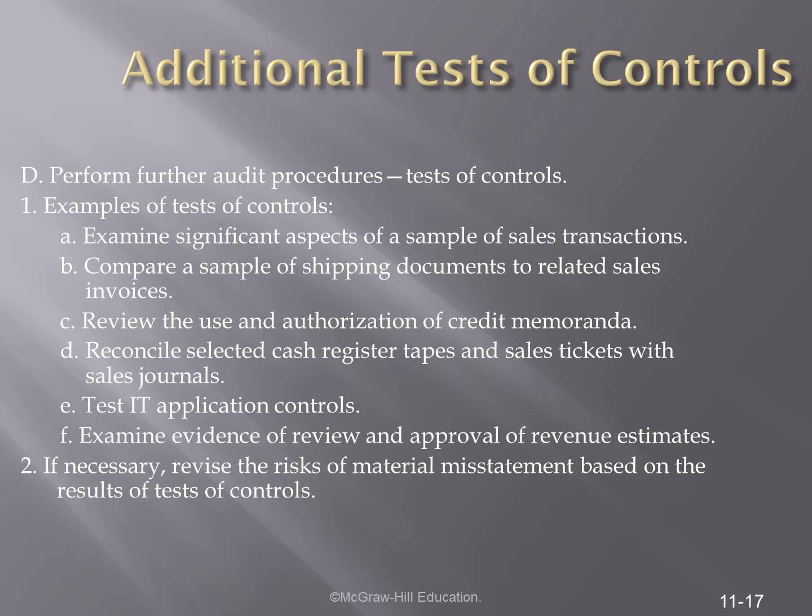Let's talk about specific tests of controls that need to be a part of our audit. We need to examine several aspects of sales transactions, such as comparing a sample of shipping documents related to sales invoices, making sure that everything that was shipped was actually sold. We need to review the use of authorization for credit memorandums as well as write-offs. We need to reconcile cash register tapes with sales tickets in the sales journal to make sure that revenue is complete. We need to understand IT application controls.